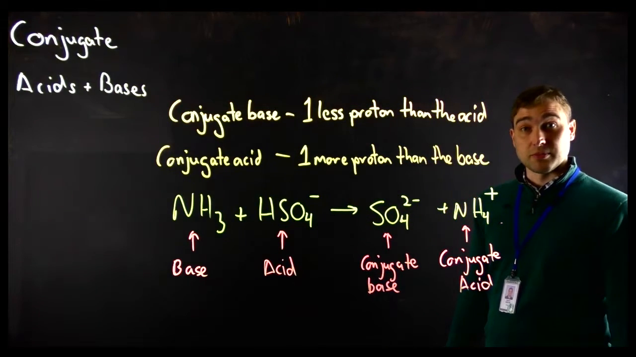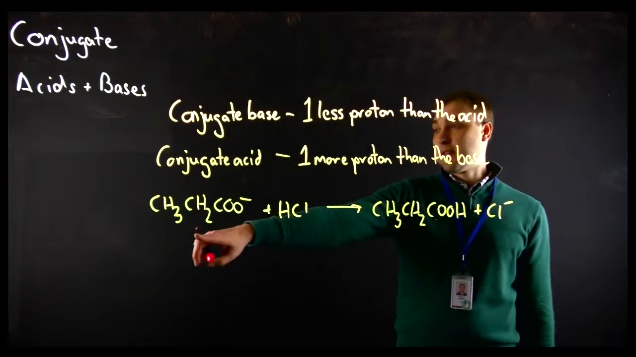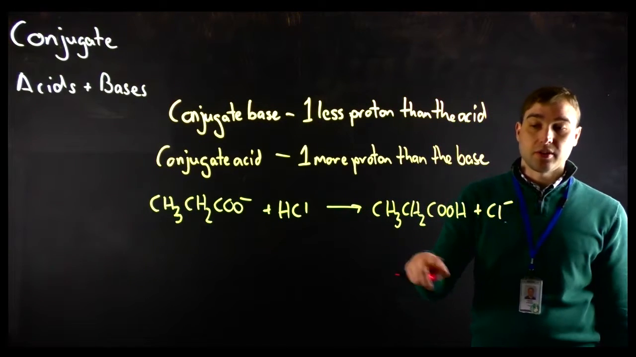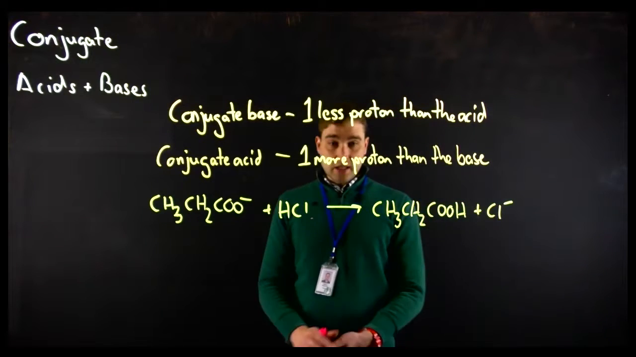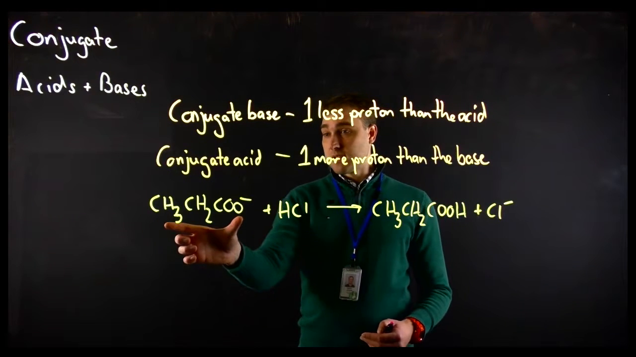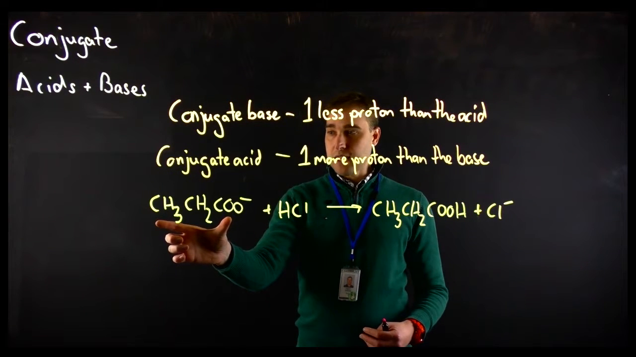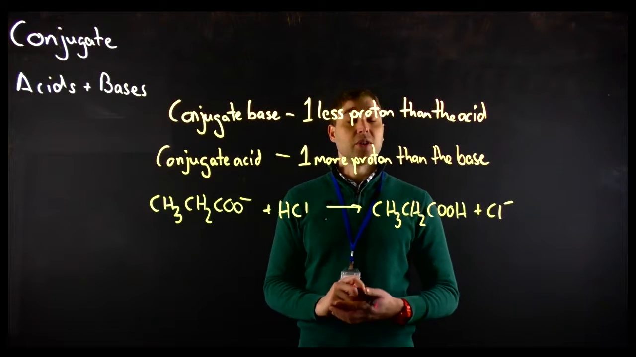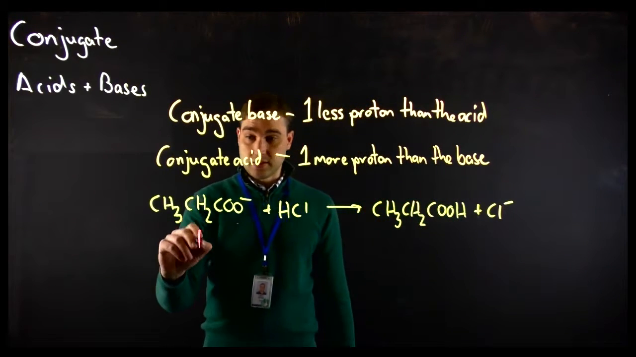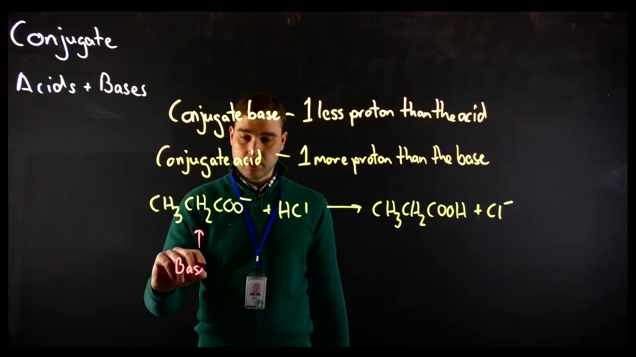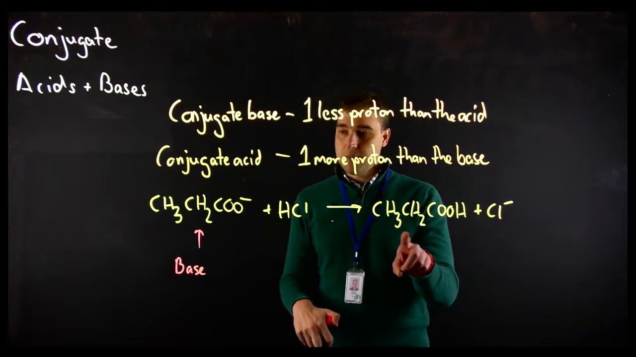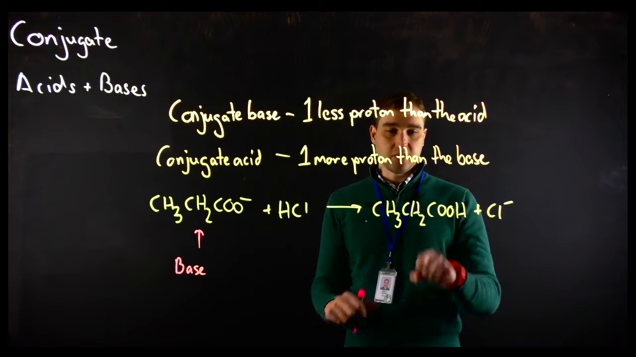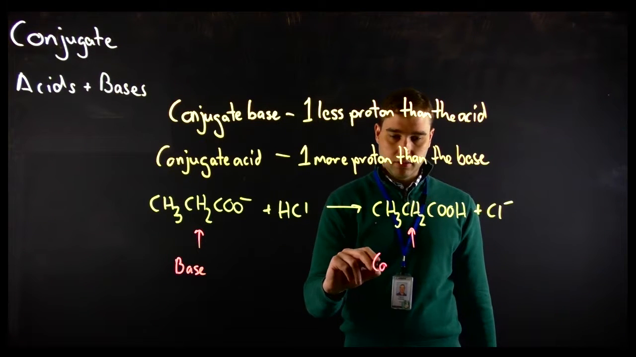So let's do some more examples. In this example, we have the ethanoate ion, the acetate ion, reacting with hydrochloric acid to produce ethanoic acid and chloride ions. So let's have a look at what we've got. We've got an ethanoate ion, acetate ion over here. It is gaining a proton. So if it gains a proton, that means it's a base. So this is our base. If we look over here at our ethanoic acid, it's got an extra proton. So if it's got an extra proton, that makes this the conjugate acid.